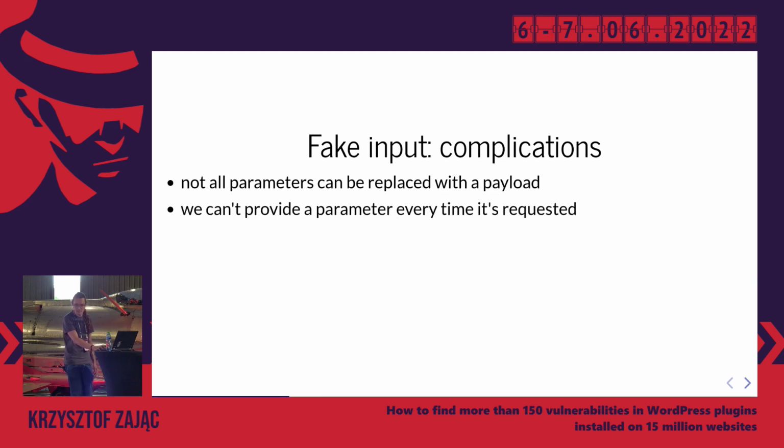We shouldn't provide a parameter every time it's requested, because sometimes the plugin works like that. If a parameter is set, do this, and if it's not, do that. So therefore, we should randomize the presence of all these parameters in order to cover more code paths.